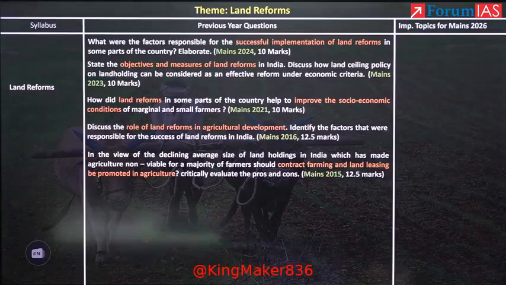Make a passing reference to challenges. In Argue also you can make a passing reference to challenges. Passing reference, but you should not give more emphasis on the challenges. If the question is critically analyzed, only then give equal focus to benefits and challenges.